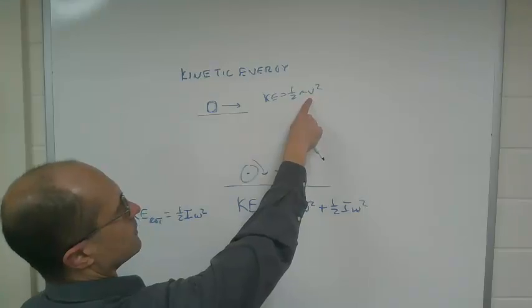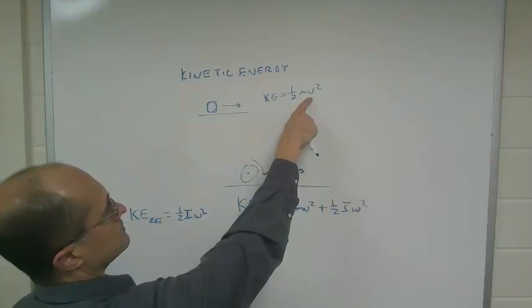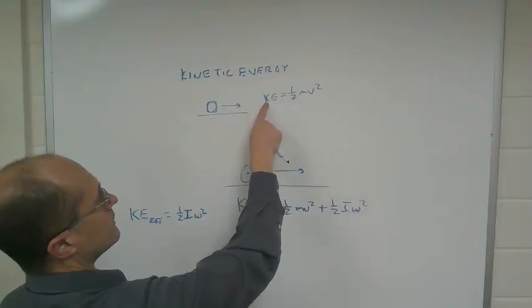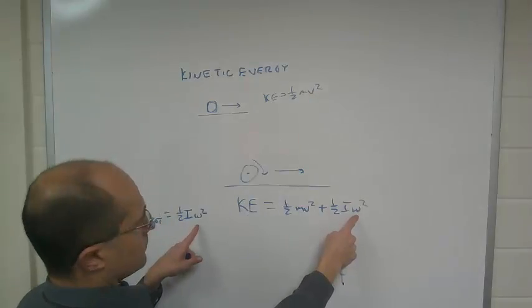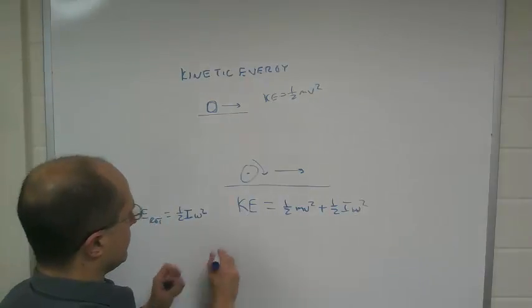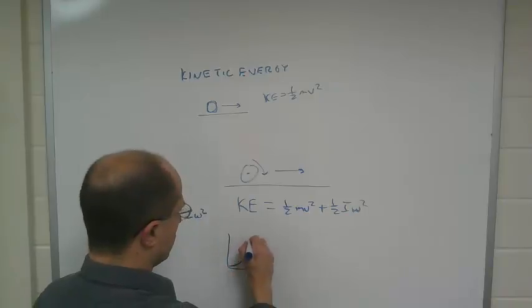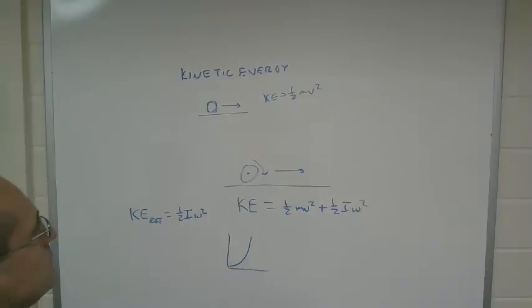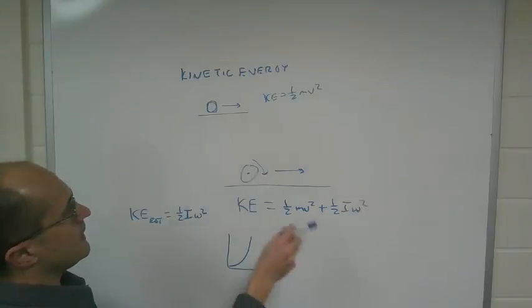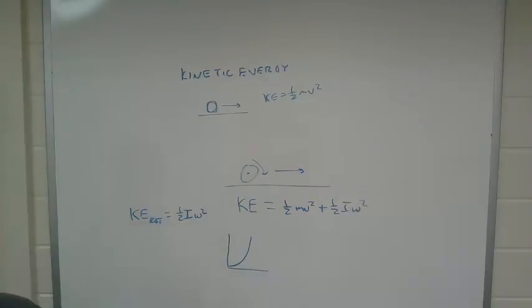For the kinetic energy of translation, we said that as your v goes up, your kinetic energy goes up as a quadratic. The same is true with the rotational. The kinetic energy for rotation goes as a quadratic as well, because omega is squared. All right, so this is just introducing the rotational part of the kinetic energy.